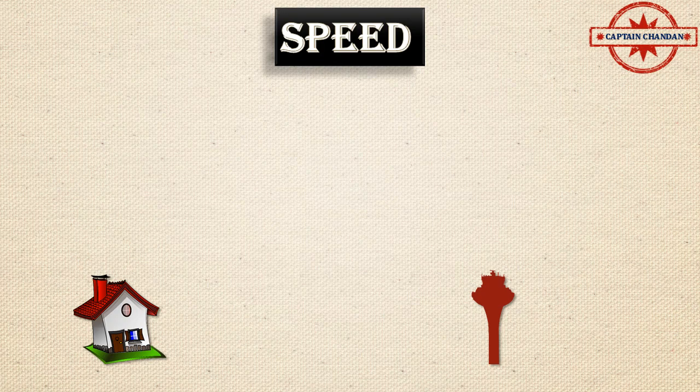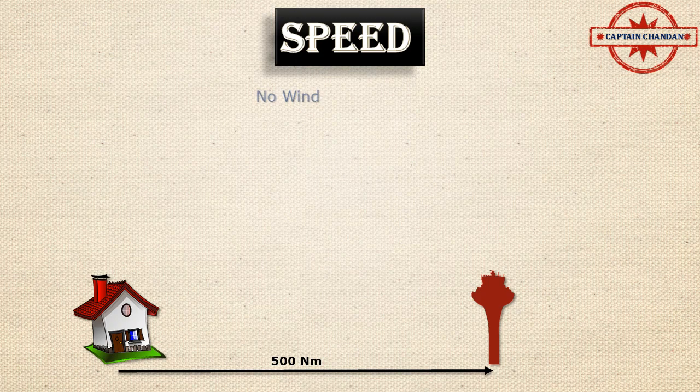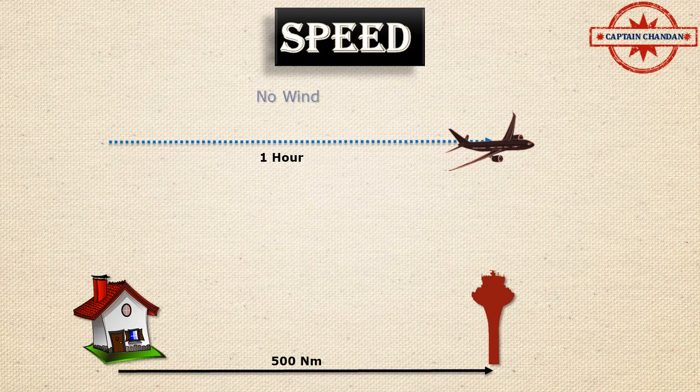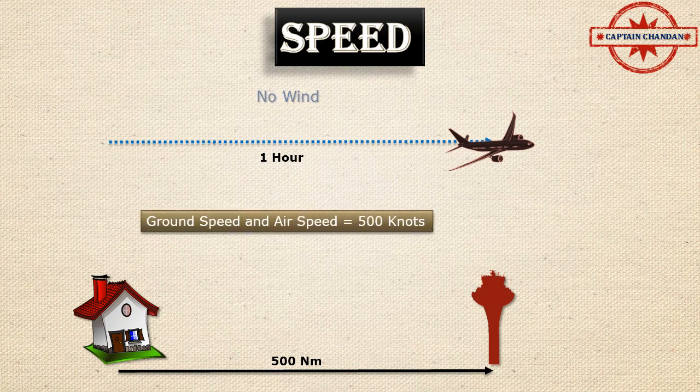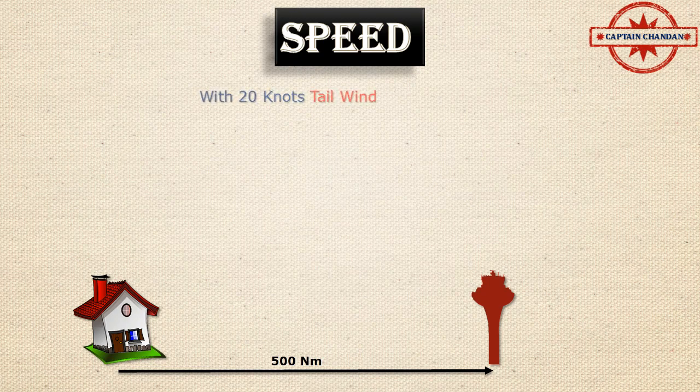The distance between a house and an airport is 500 nautical miles. We are assuming no wind condition. An aircraft flying from the house to the airport takes 1 hour. So the ground speed and air speed will be the same, that is 500 knots. Now take another situation with a 20 knot tailwind.